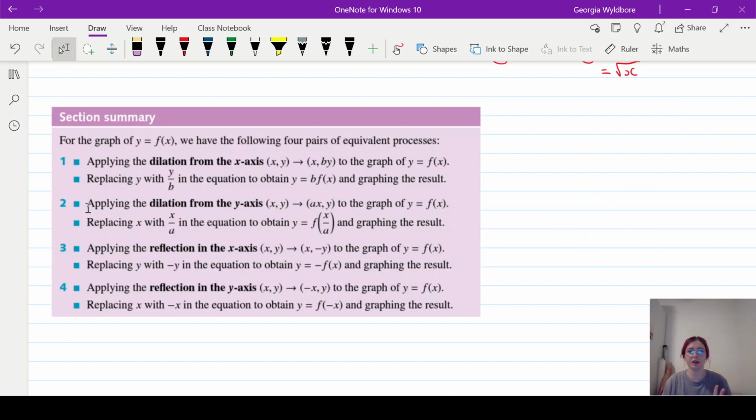So as a little summary for you there, for the graph of y equals f of x, you have a list of each one of your processes to dilate or reflect. So if you want to dilate in the x-axis, you get y equals b times f of x. Dilate in the y-axis, you get y equals f of x over a. Reflect in the x-axis, you get y equals negative f of x. So you're negating the entirety of f of x, whatever that may be. And reflecting in the y-axis, you're just negating the value of x that's in your equation. So whatever f of x is, we make the x negative.